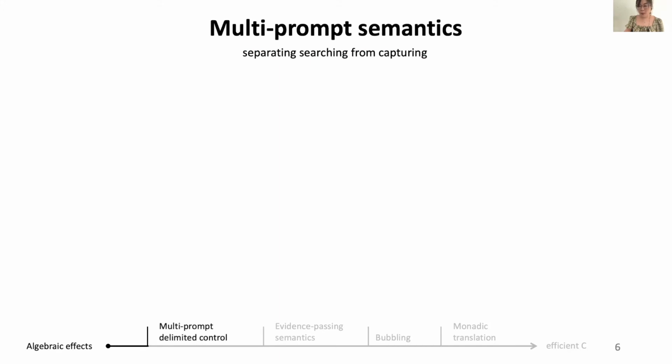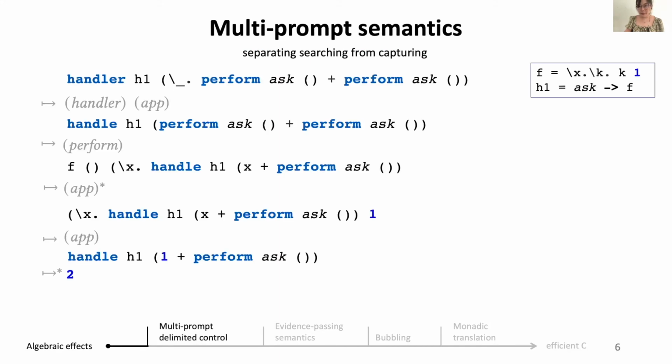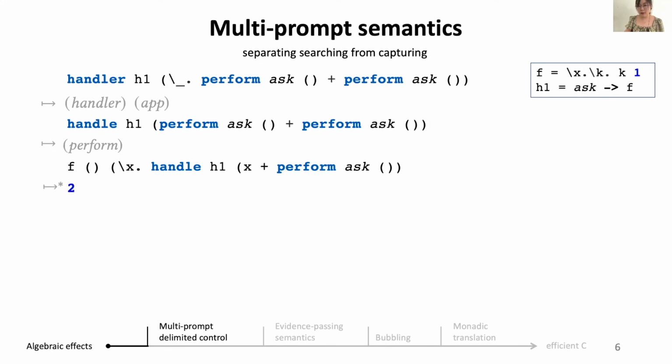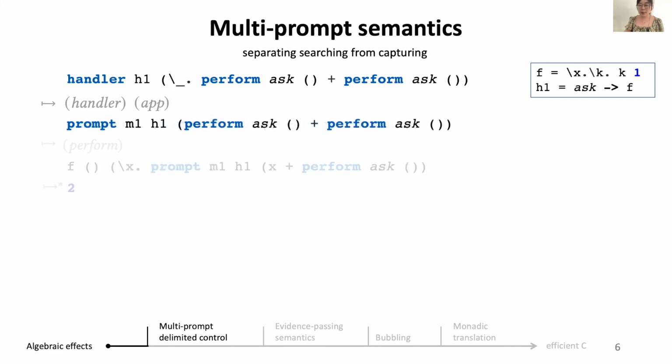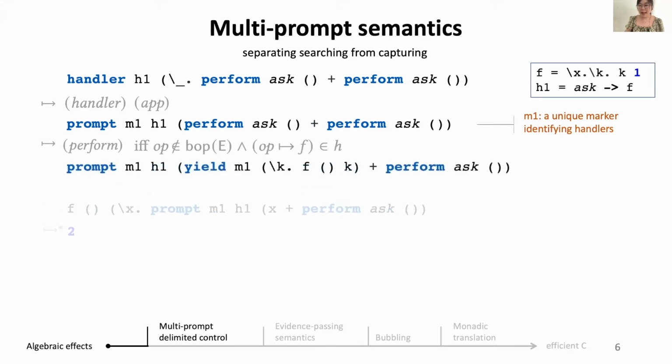To pave the way, we first apply multi-prompt semantics. We omit some less interesting details. With multi-prompt semantics, each handle is replaced by a prompt. Importantly, each prompt is associated with a fresh unique marker, in this case M1. Now, when we do perform ask, we can search through the context and evaluate perform to yield M1, as we know exactly which handler to yield to. We can also apply the operation implementation to the argument, and it now only waits for the resumption K.